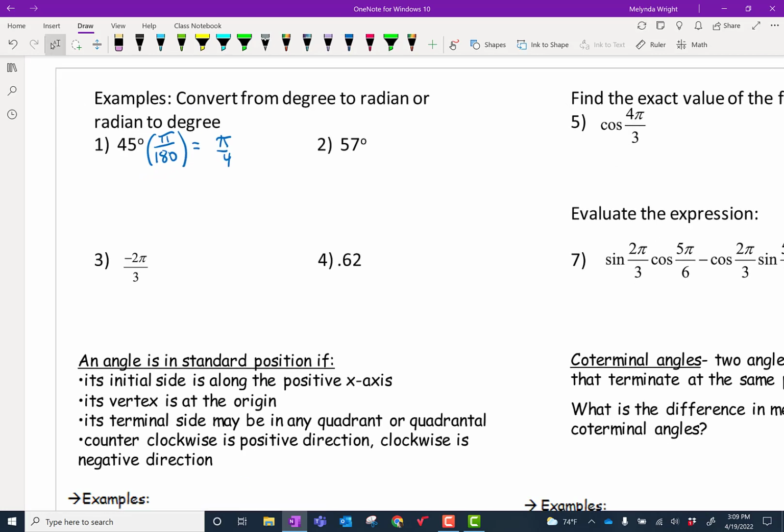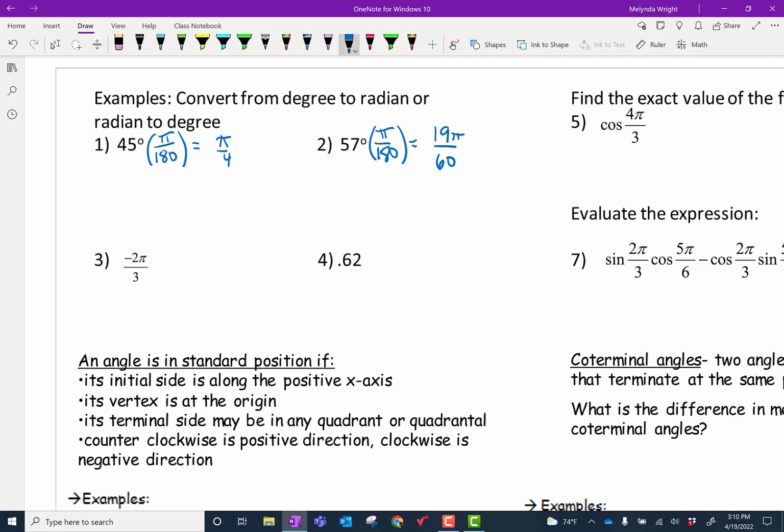Okay, let's try number 2. Same thing, we have a degree, we want to radian, multiply by pi over 180. This gives us, in reduced fraction form, 19 pi over 60. Okay, after we multiply that out.